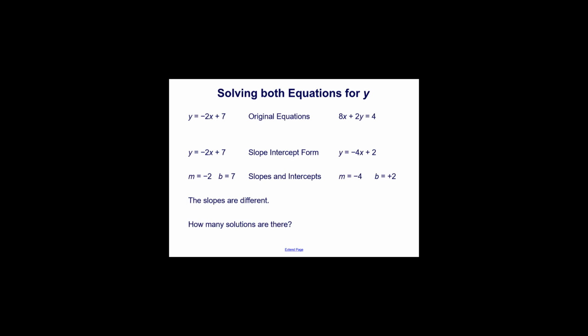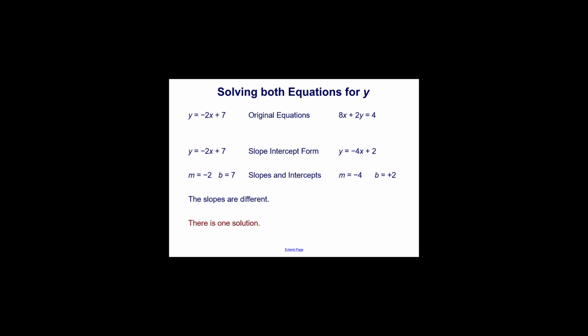So now going back and comparing, we had the original equations that we then wrote in slope-intercept form. We now have y equals negative 2x plus 7 and y equals negative 4x plus 2. We then can identify the slopes and the y-intercepts. We can see that we have a slope of negative 2 for the first equation and a slope of negative 4 for the second equation. Automatically, we see that the slopes are different, so we don't even have to really reference the y-intercept.